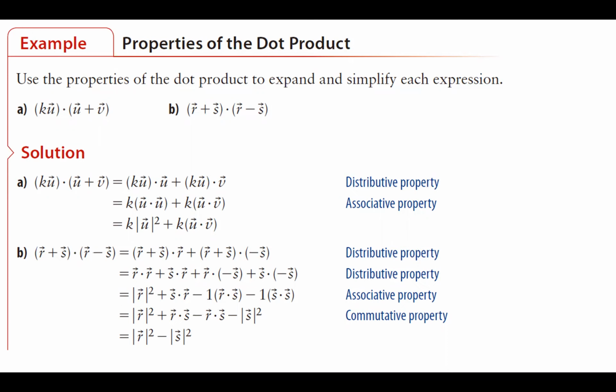Then we can apply the associative property that gives us the magnitude of r squared plus dot product of s and r minus 1 times the dot product of r times s minus 1 times the dot product of s with s. Then according to the commutative property, that gives us the magnitude of r squared plus dot product of r with s minus the dot product of r with s minus the magnitude of s squared. And finally, this can be simplified to magnitude of r squared minus the magnitude of s squared. Okay, any questions?